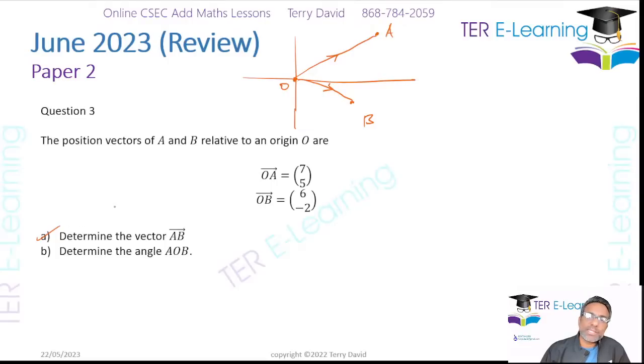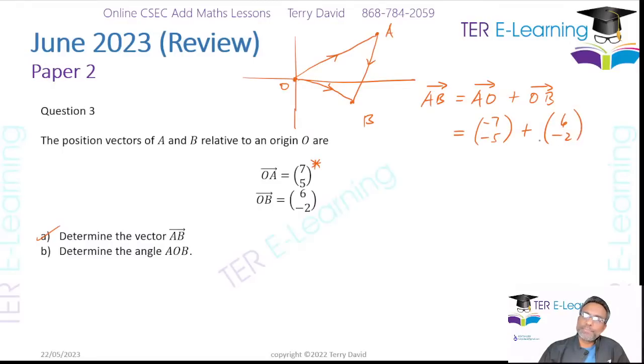Now, first part of the question, we want the vector AB. So this here is your AB. So you're driving a car, think of it like that. So AB is simply going from A to O, and then you're going from O to B. A to O is the reverse of this vector. So this is going to be (-7, -5) plus OB, which is (6, -2). So -7 plus 6 is going to give you -1, and then -5 plus -2, you're going to get -7. So that's my vector AB here.